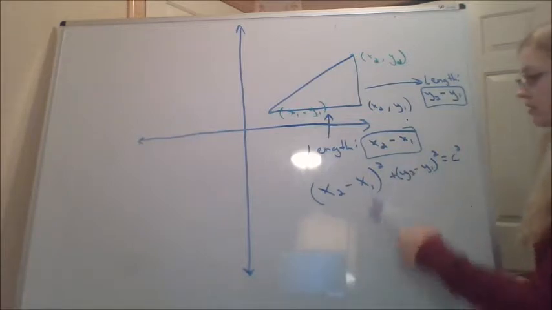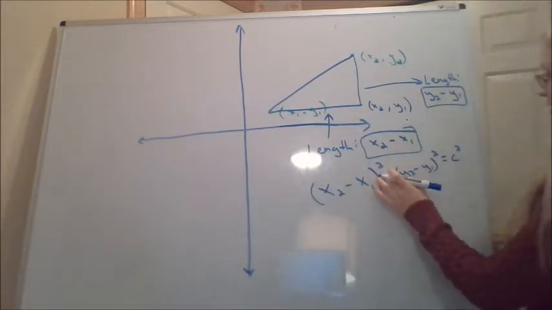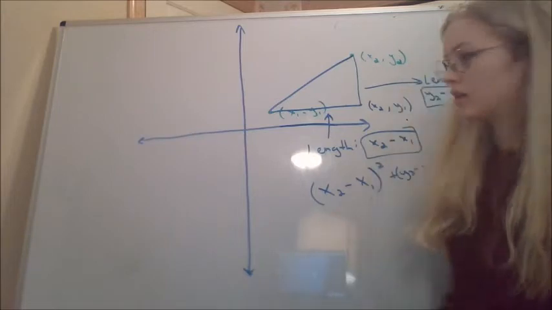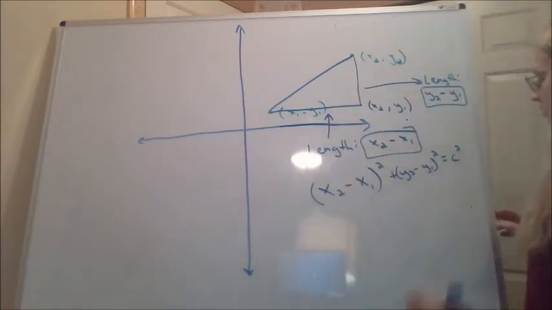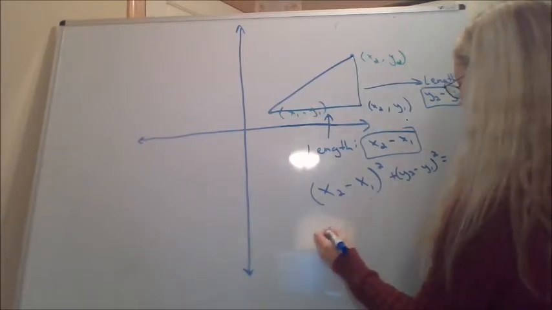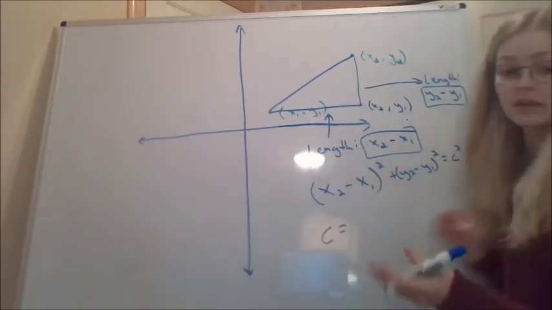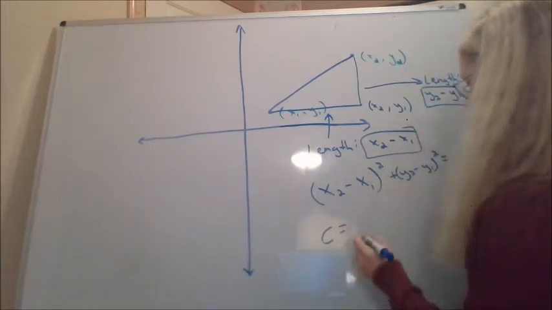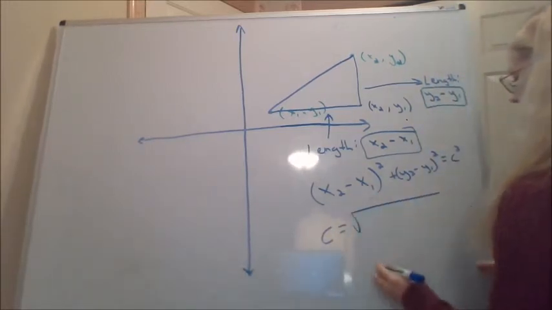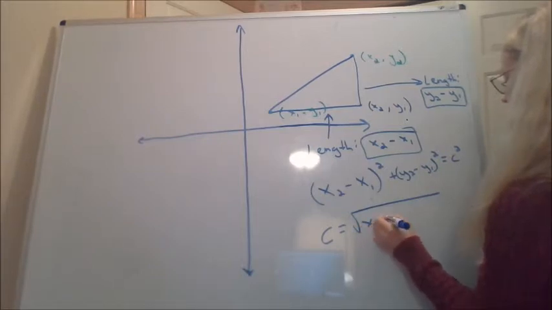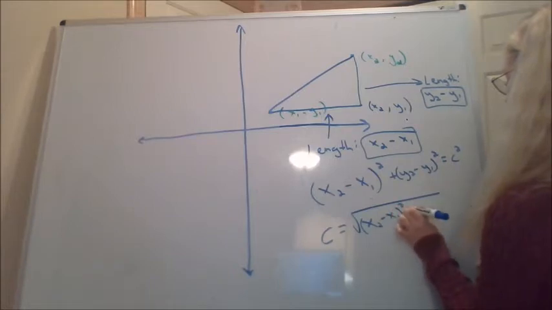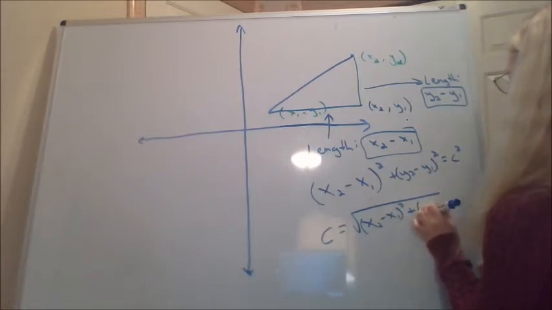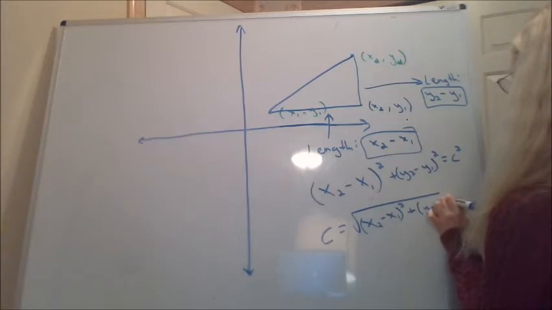And don't worry if your lengths are negative, because remember, when we square something, it always makes it positive again. So it doesn't really matter if any of your lengths here are negative. And so now, solving for c, we take the square root. And since length is always positive, we're only going to consider the positive square root of x2 minus x1 squared plus y2 minus y1 squared.